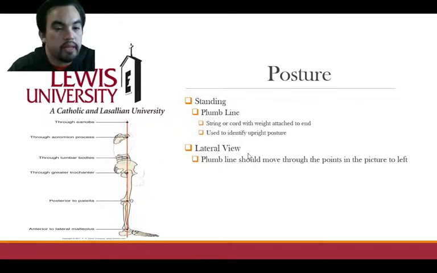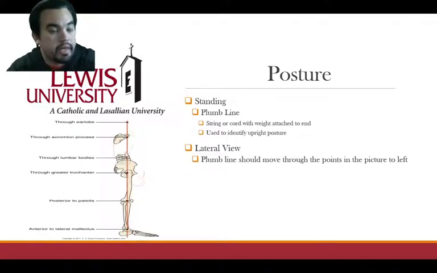Typically, we look at this from the lateral view, and you see that the plumb line should move through the points of the picture over here: through the earlobe, through the acromion process, through the lumbar vertebral bodies, through the greater trochanter, through the posterior of the patella, and then anterior to the lateral malleolus, or right through. It depends on what you look at. Sometimes it says posterior to the lateral malleolus, sometimes it says through the lateral malleolus, and sometimes it says anterior. So for us, we'll say anterior or middle of the lateral malleolus, okay?